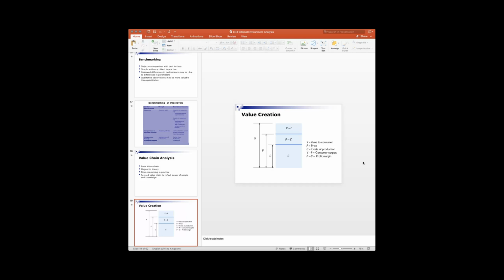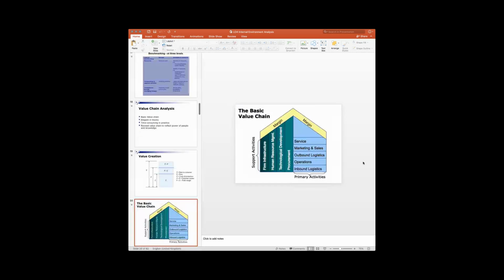So the concept of value creation basically floats around the VPC, which is value to consumer, the price to consumer, and obviously the profit margin or the cost of production. The difference between the V and the P gives the cost of production, which then leads to the calculation of profit margin for the company.